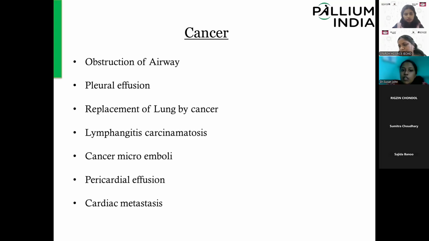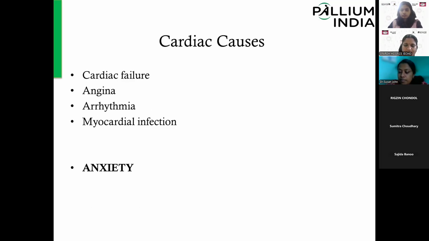Pericardial effusion is similar to pleural effusion. There is something called pericardium around the heart. So when fluid fills within the pericardium, it is known as pericardial effusion. Then cardiac metastasis. The primary is something away from the heart or lung, so there is some metastasis, an advancement to the heart or maybe to the lung. So these are the main causes for breathlessness when the patient is presenting with cancer.